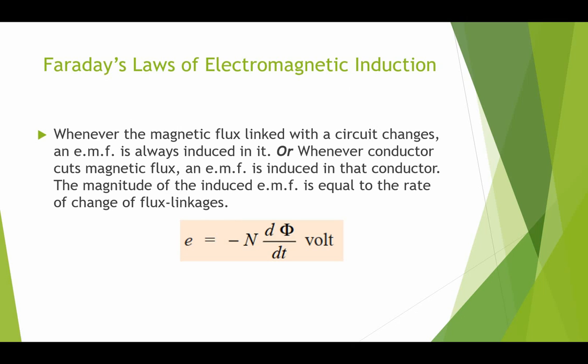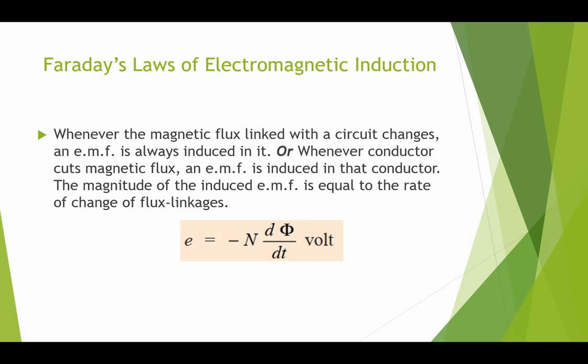Faraday's Law of Electromagnetic Induction. Whenever the magnetic flux linked with a circuit changes, as in our previous example, an EMF is always induced in it. Or whenever a conductor cuts magnetic flux, an EMF is induced in that conductor. The magnitude of the induced EMF is equal to the rate of change of flux linkages. EMF induced is equal to minus N, the number of turns, times change in flux with respect to time, in volts: e = -N dΦ/dt.